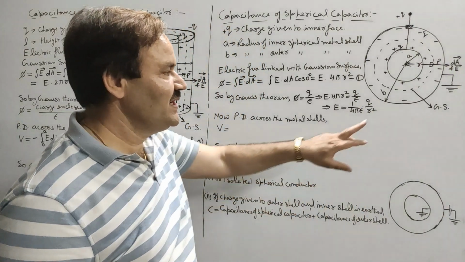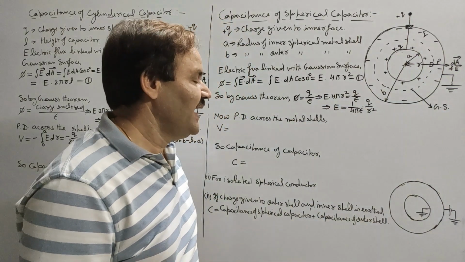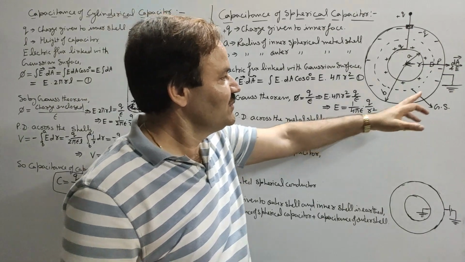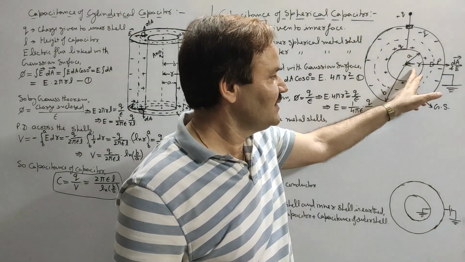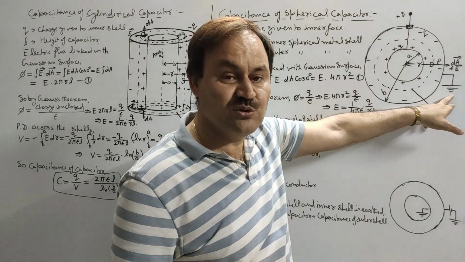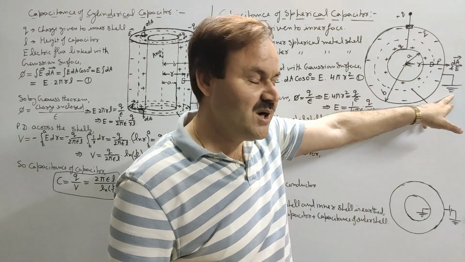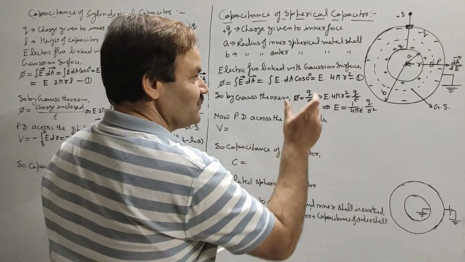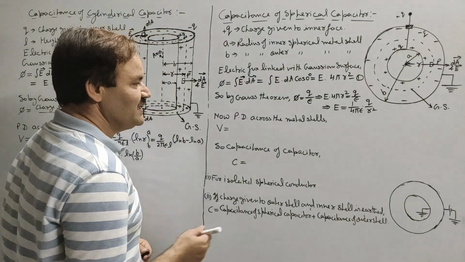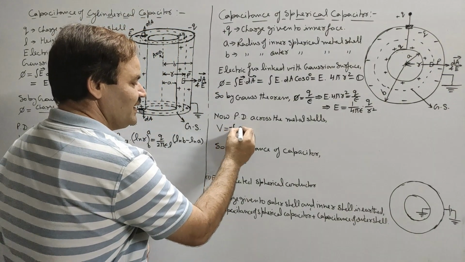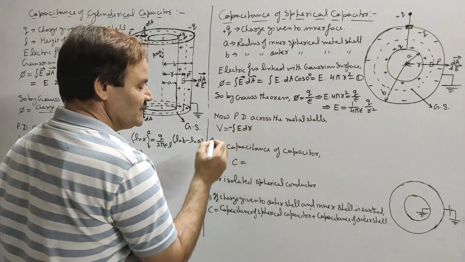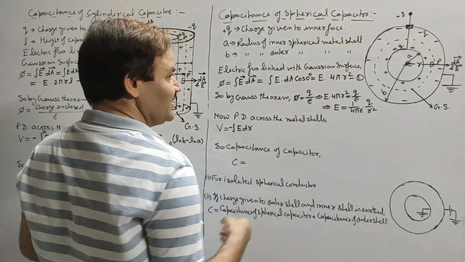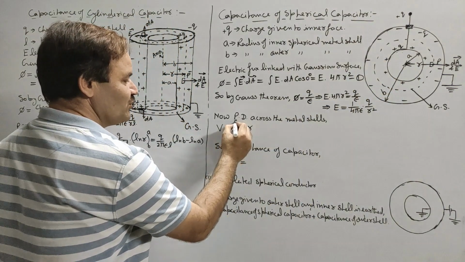It will be the electric field at point P, and now we will integrate this electric field from outer shell to inner shell, because the potential of outer shell is 0 as it is connected to earth. So potential difference across the metal shells or between the plates of capacitor, we will be integral E dr with negative sign. So limits will be from outer shell to inner shell, means from B to A.